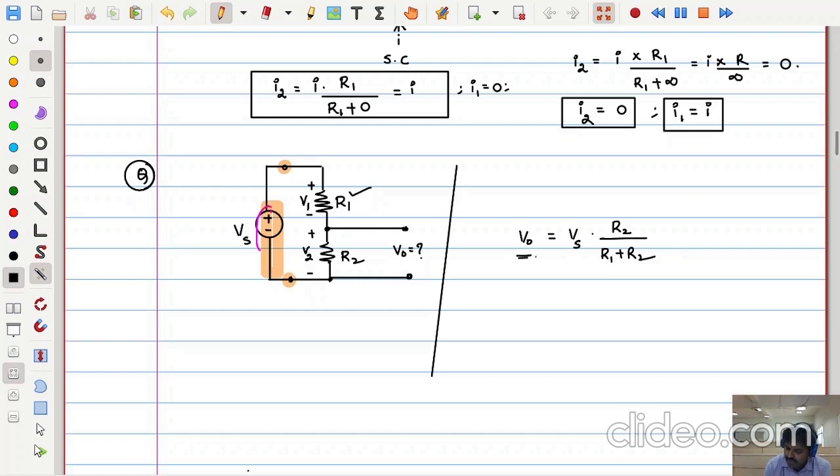So once you get this V0, now you can add up some element over here, like you might be connecting a fan in your home or your laptop over here. Then you want to see how much is the current through your laptop or fan. So in this kind of application, we can use this voltage division rule.